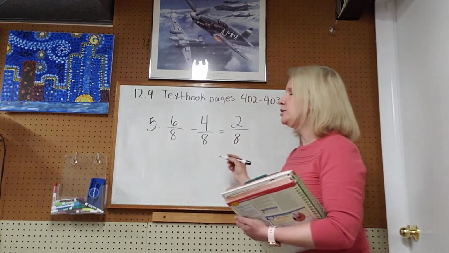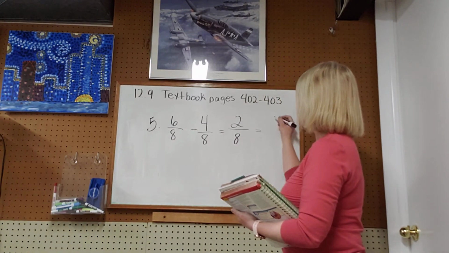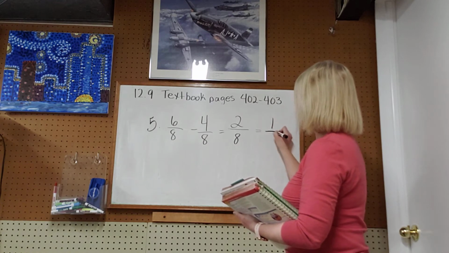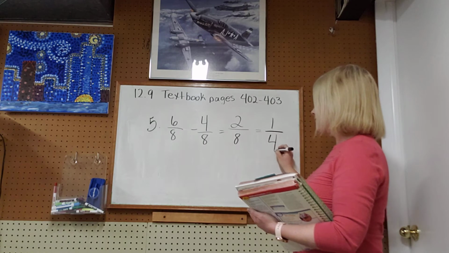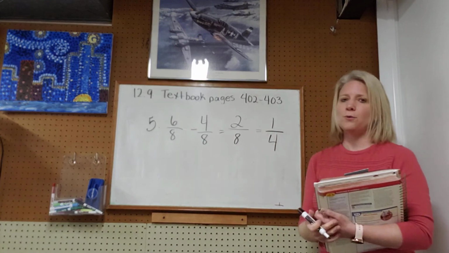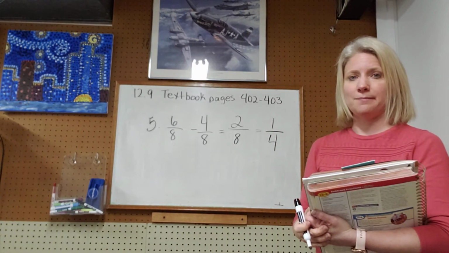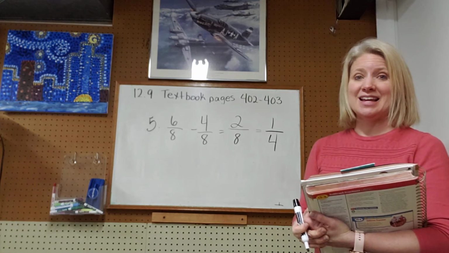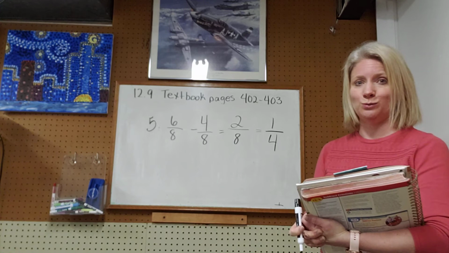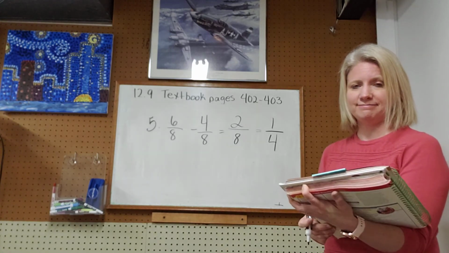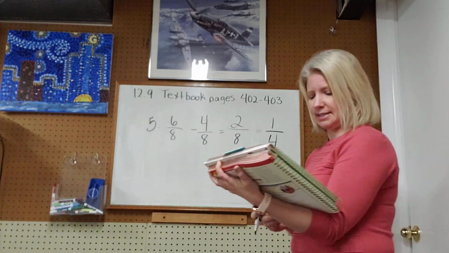2 divided by 2 is 1, and 8 divided by 2 is 4. So 1/4 is the simplest form. Please try number 6. Pause the video and please try number 6 on your own. Okay, number 6.